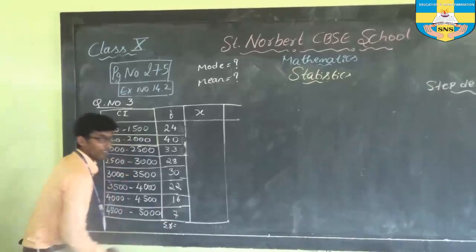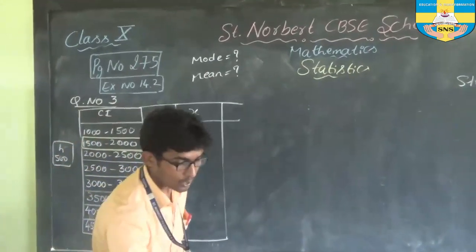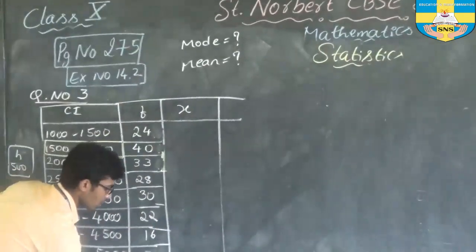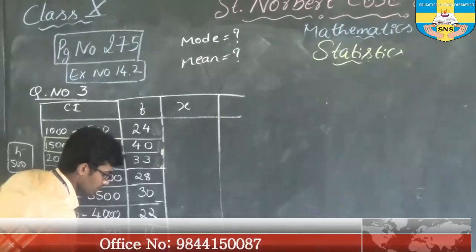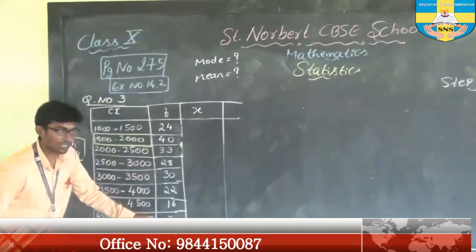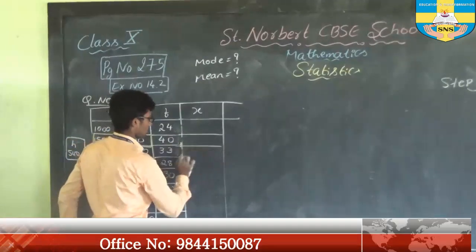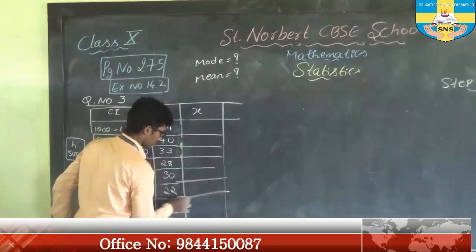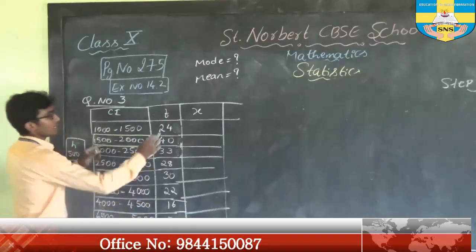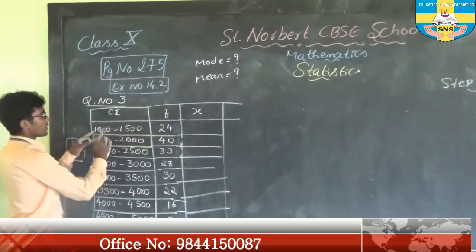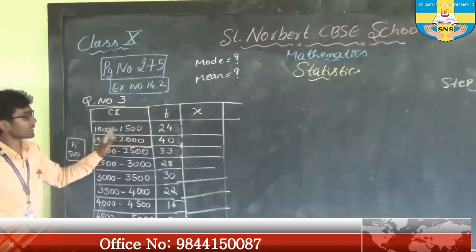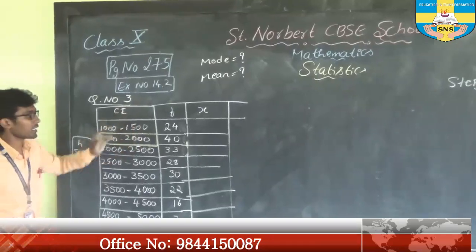Summation of f, if you look at the question, it will be 200. Summation of f is 200. If you add everything here, total frequency will be 200. Then we have x, 1000 plus 1500, that is the thing, divided by 2.